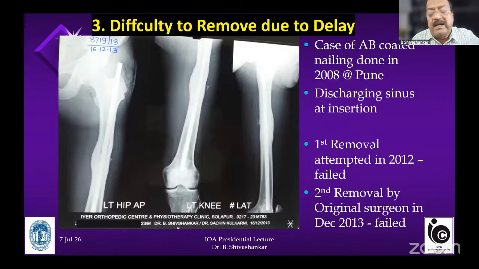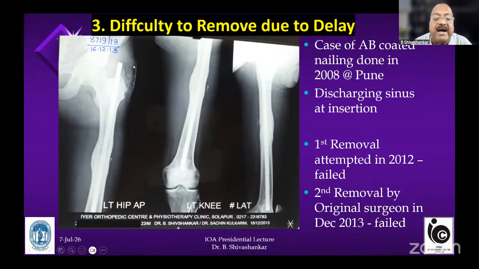Another patient, not operated by me, had an antibiotic coated nail done. After about 4 years, he went to another place, and that surgeon asked to get it removed. While trying to remove it, the proximal end got infected. The wound over the proximal hip got infected. As they did not have a proper instrument to remove it, they probably used an unsterile instrument to pull it out, and none of them worked. Unfortunately, the proximal end wound got infected.